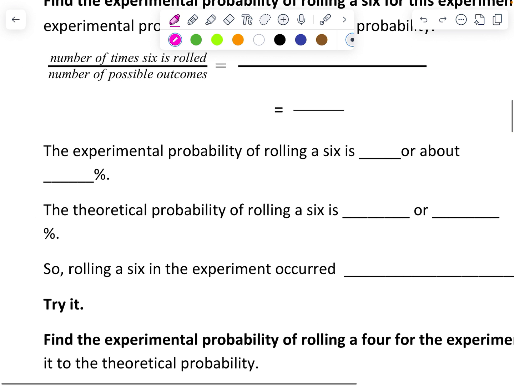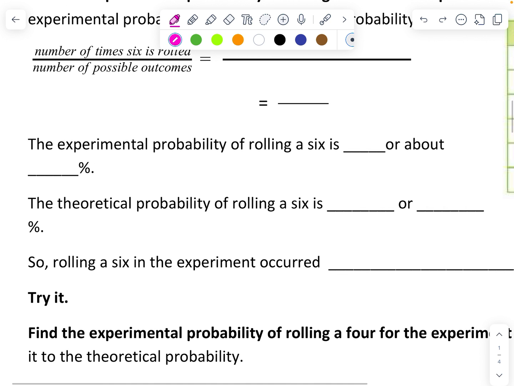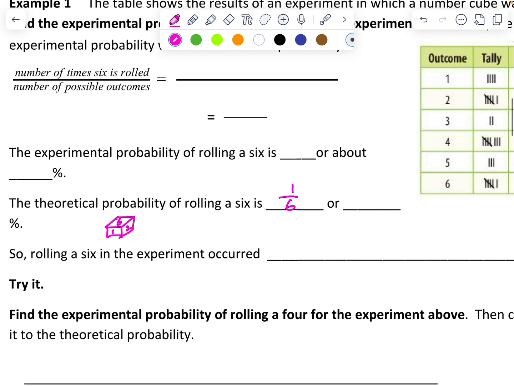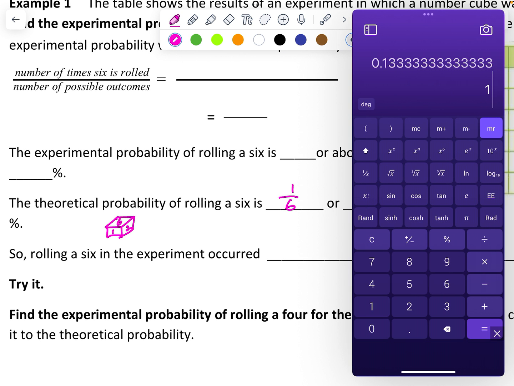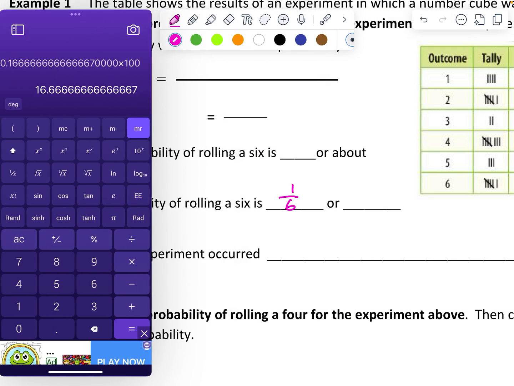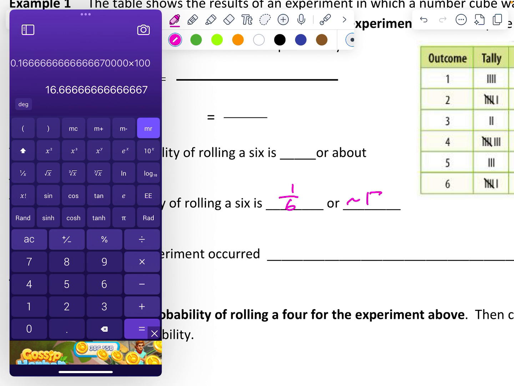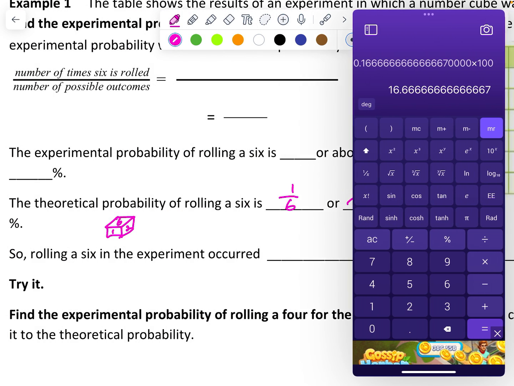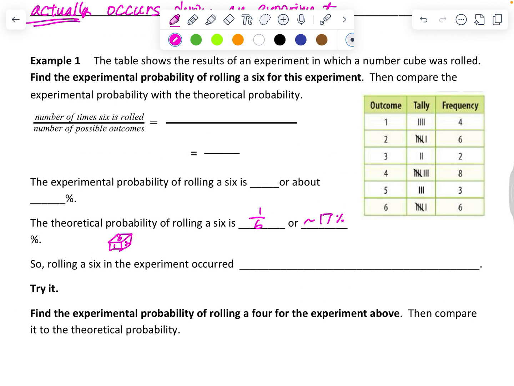So the theoretical probability of rolling a 6: how many 6s are there in a number cube? It's got 1 through 6, and there's only one 6. All these numbers are other ones, right? So there's 1 six out of 6 different numbers. If you calculate the percent, 1 divided by 6, then multiply by 100, we're looking at about 16.6 repeating percent. I'm going to round this to about 17%. So you've got about a 17% chance of rolling a 6 on a number cube.